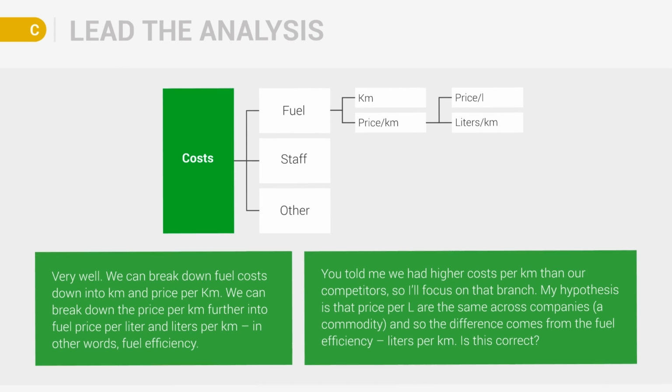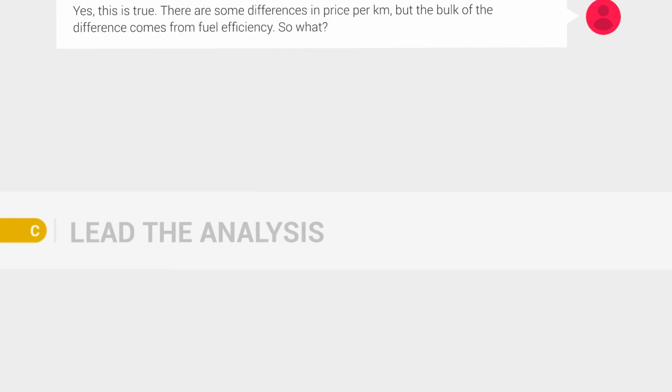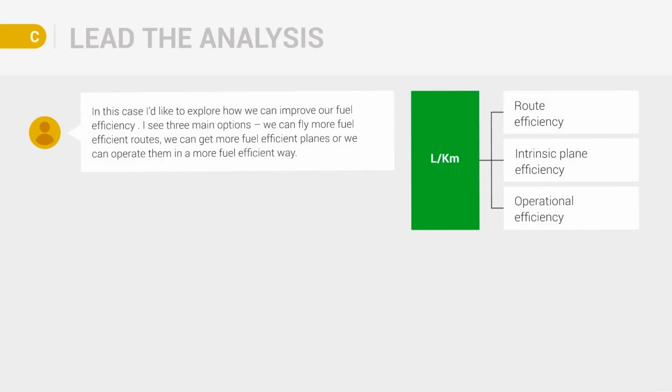Is this correct? Yes, this is true. There are some differences in price per kilometer, but the bulk of the difference comes from fuel efficiency. So what? In this case, I'd like to explore how we can improve our fuel efficiency. I see three main options. We can fly more fuel-efficient routes, we can get more fuel-efficient planes, or we can operate them in a more fuel-efficient way.